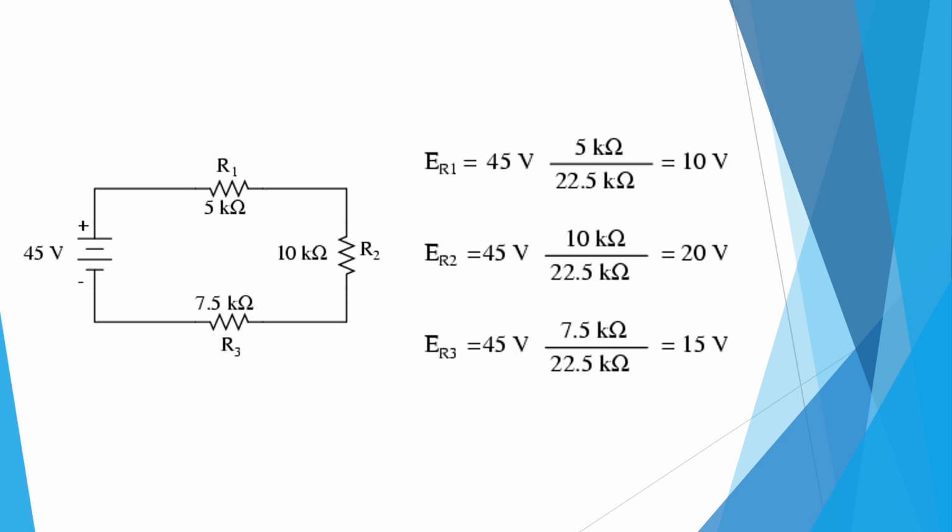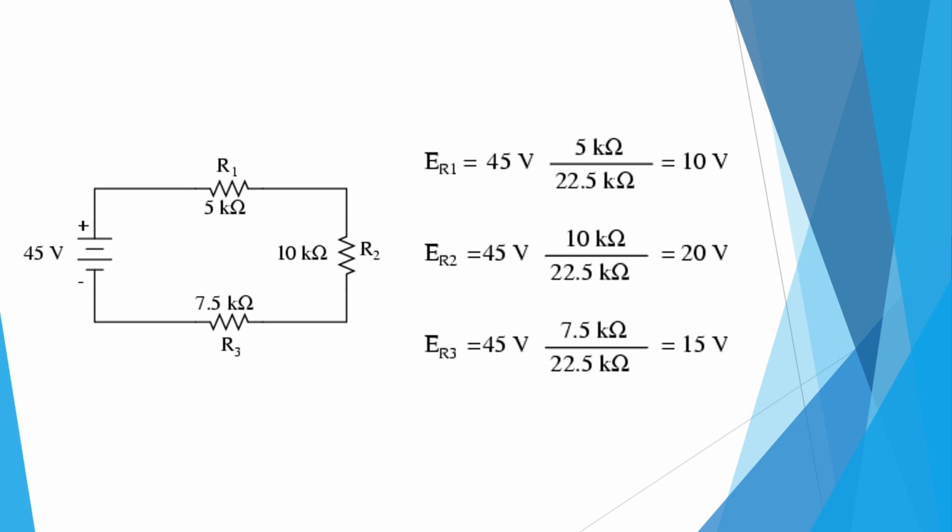Here we have an example of the voltage divider rule, where we have a simple series circuit containing three resistors of 5, 10, and 7.5 kiloohms connected to a 45 volt source. To find the voltage drop across R1, we take its resistance of 5 kiloohms and divide it by the total resistance, which is just 5 plus 10 plus 7.5 kiloohms, or 22.5 kiloohms. Then multiplying that by the source voltage of 45, we get a drop across R1 of 10 volts.